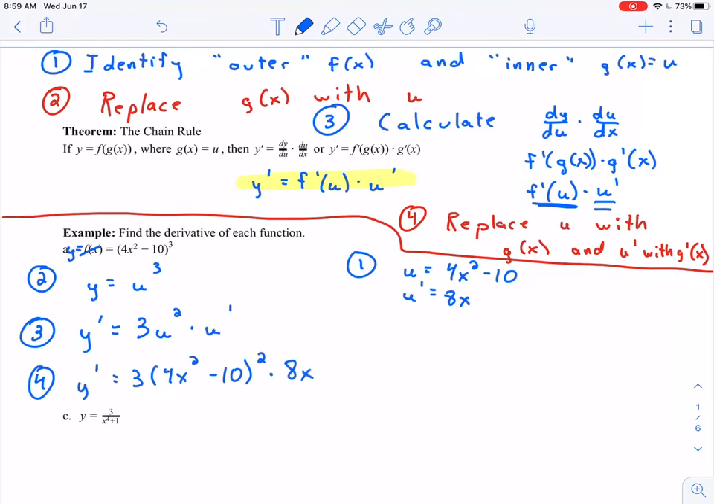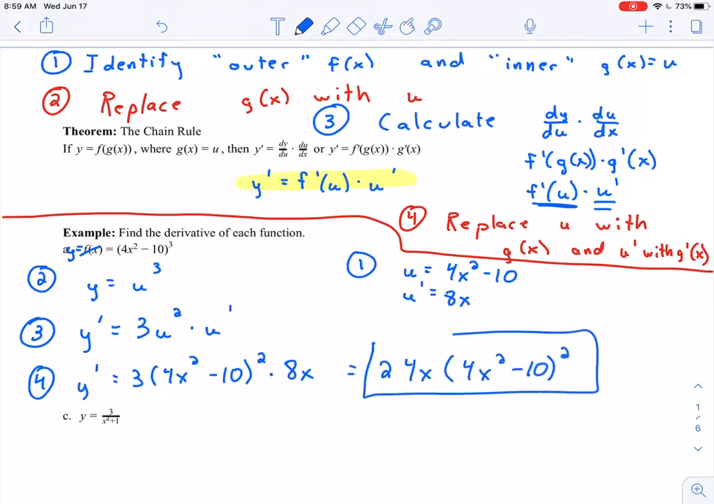I think this is fine. If you wanted to, the only simplifying I would do here at the end is we can multiply 3 and 8x. Since we have 2 monomials, it's pretty easy to do, so why not? I'm going to multiply those 2 together. I've got 24x times (4x squared minus 10) quantity squared. This is how I would write my solution to that problem, or how I would write my derivative. Because that's what we found. We just found the derivative y prime, or f prime of x.